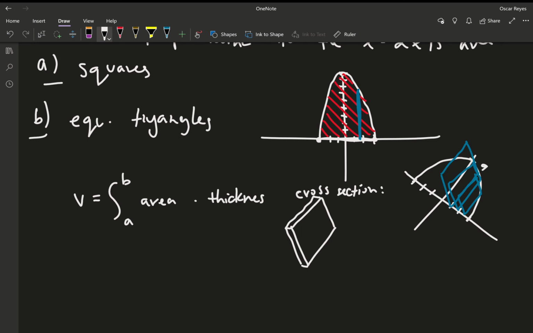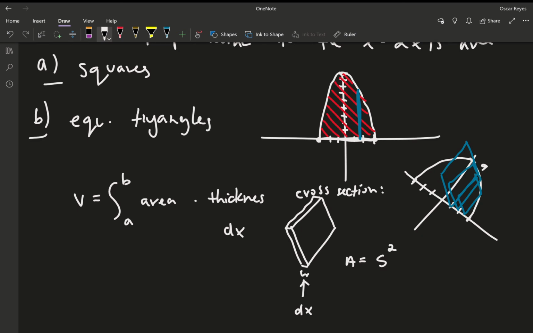So with our thickness being here, we don't know what this thickness is. But we know that our thickness is usually going to be, since it's along the x-axis, with respect to x. So our thickness in this case is going to be dx. Now the area of a square is side squared.